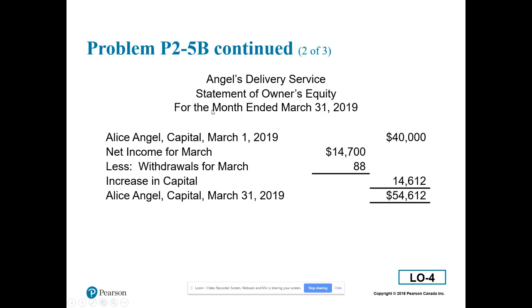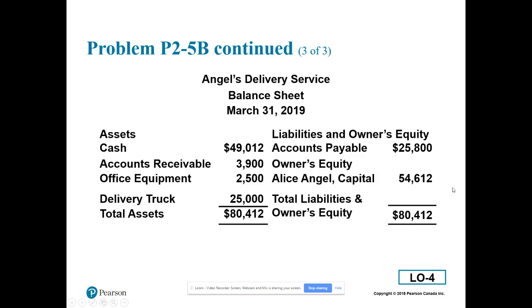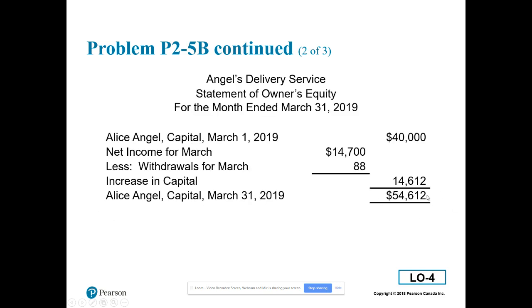Notice here, this is for a time period, for the month ended. So this is 31 days of stuff that went on. Here's this number, this 54,612. This number goes over to this capital number on the balance sheet. You take the rest of the balance sheet accounts from the trial balance. So you have your cash, your accounts receivable, your equipment, your delivery truck. That's your total assets. Other side, you say, here's my liabilities. Here's my owner's equity that I got from here.